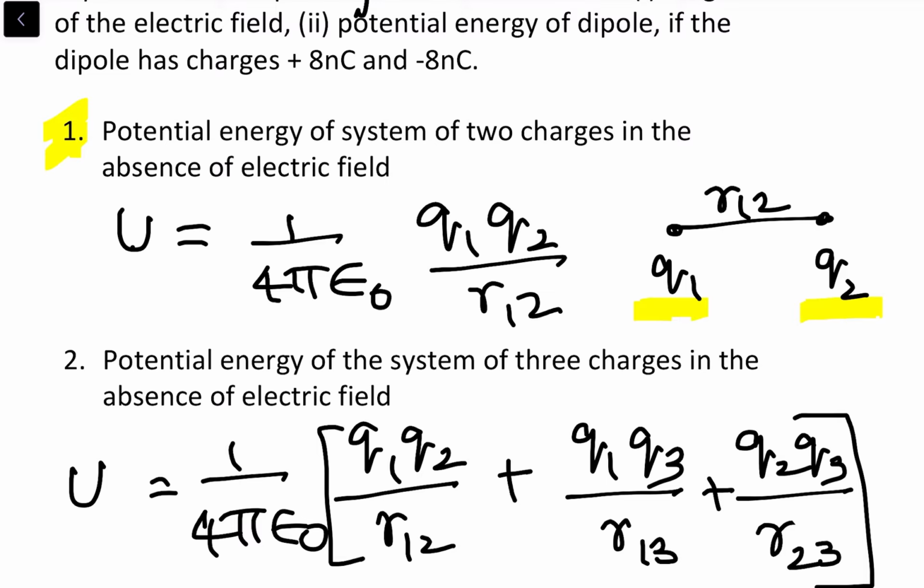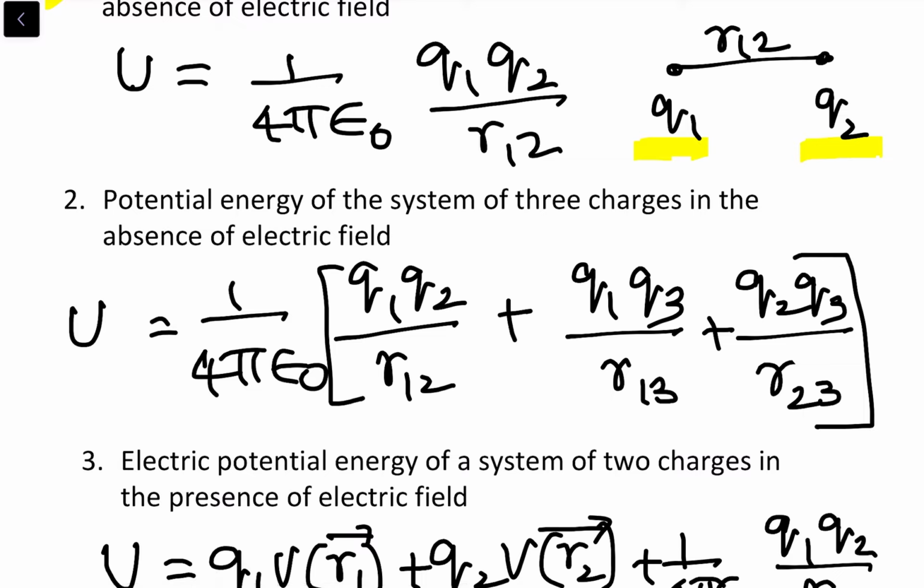Another formula which you should know is the potential energy of the system of three charges in the absence of electric field. If three charges q1, q2, q3 are separated by distances r12, r13 and r23, then the formula is U equals 1 by 4 pi epsilon naught times q1 q2 by r12 plus q1 q3 by r13 plus q2 q3 by r23.